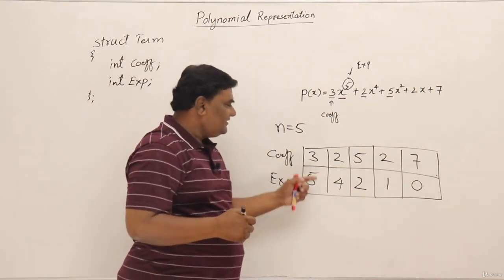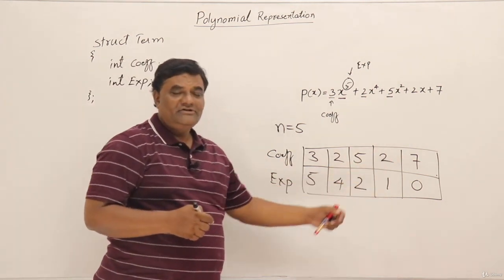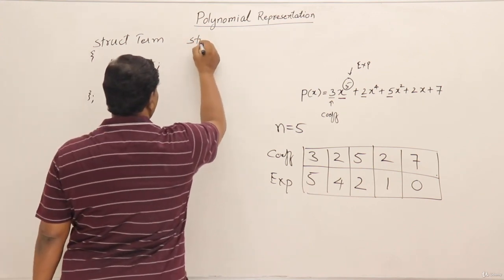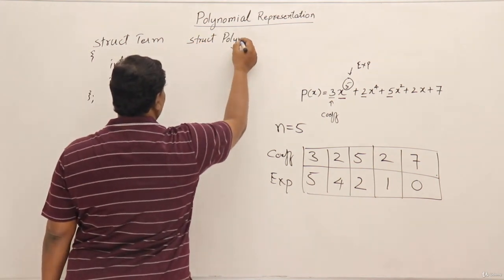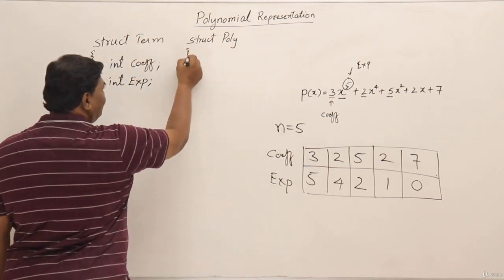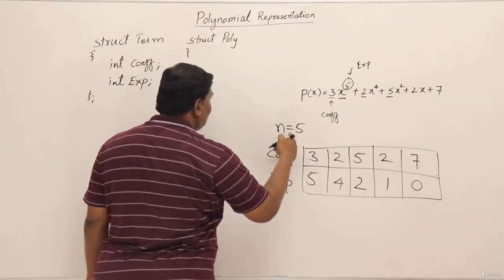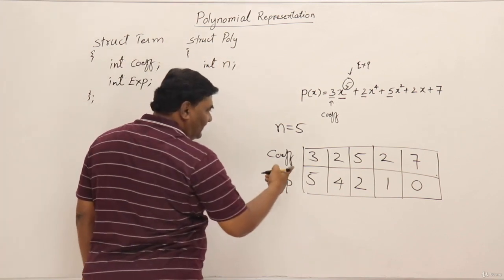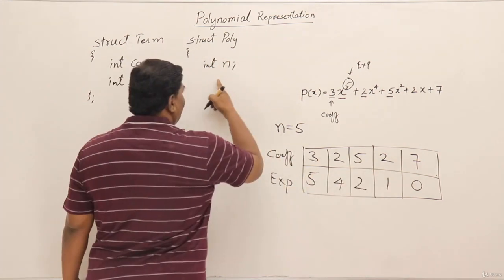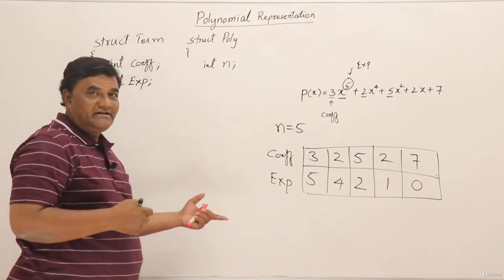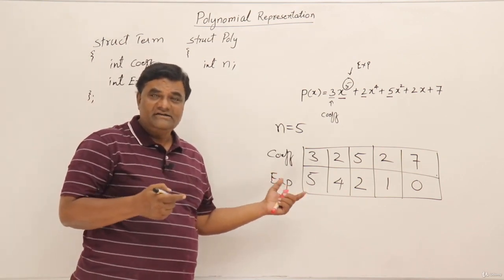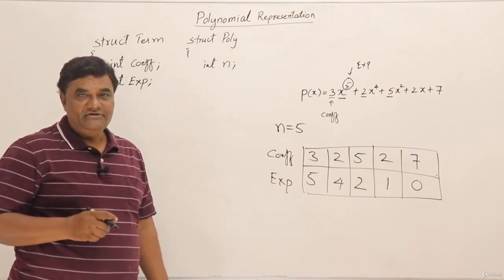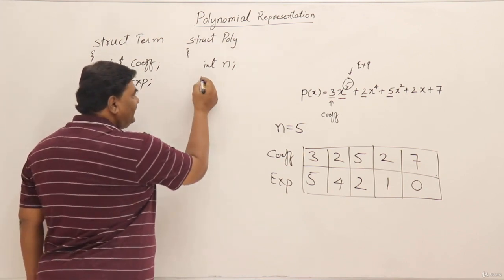Then what is a polynomial? A polynomial is an array of terms or a collection of terms. So now let us define struct polynomial. I write it in short as poly. Then the polynomial should have the number of non-zero terms, that is n, and an array of these terms. So for the array of terms, either I can declare an array of terms or else I can take a pointer and dynamically create an array of terms. So I will take a pointer here.